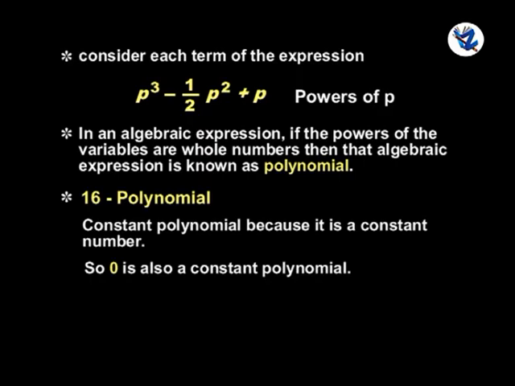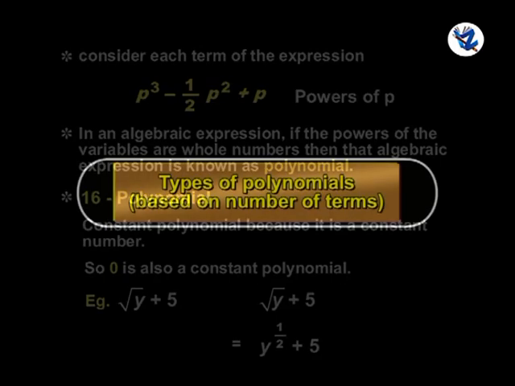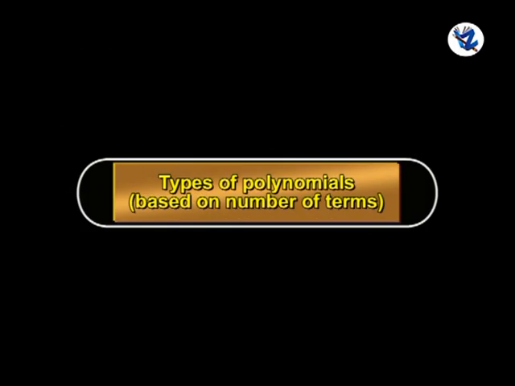But in this example, root y plus 5 is not a polynomial because root y plus 5 means y raised to 1 upon 2 plus 5, and here the power of y is 1 upon 2, which is not a whole number. Now these are the types of polynomials based on number of terms.